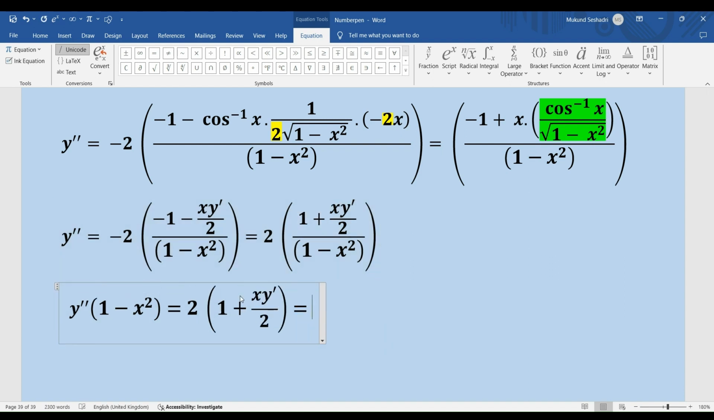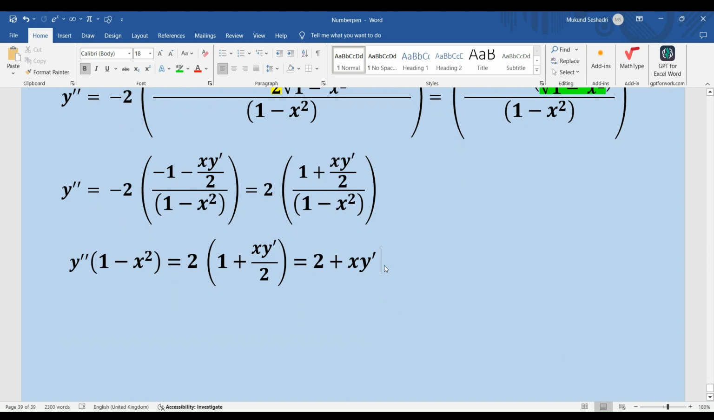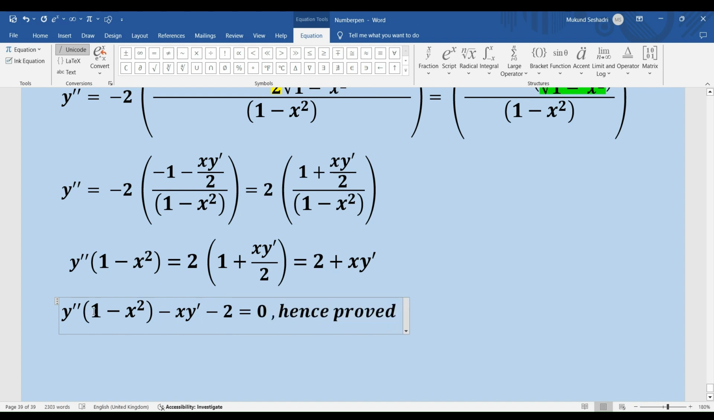Right? And my LHS can further be simplified. I can write this as 2 plus x y dashed, which means when I move all the expressions on the right, which is 2 plus x y dashed, to the left, I get what I want, right? y double dashed into 1 minus x square minus x y dashed minus 2 equals 0, and hence proved, right?